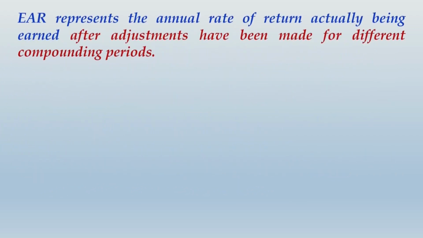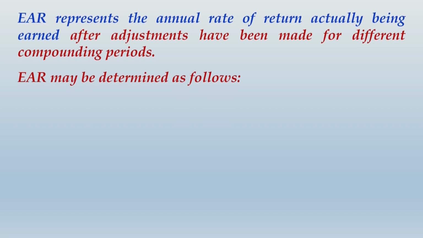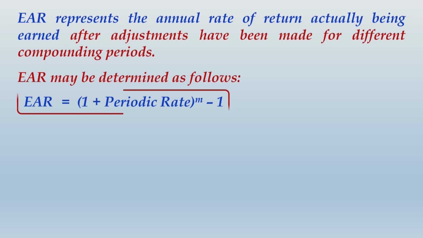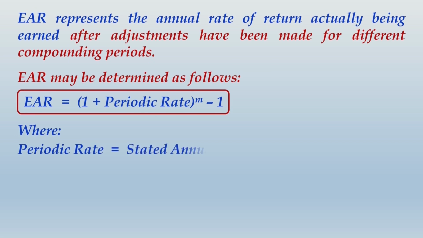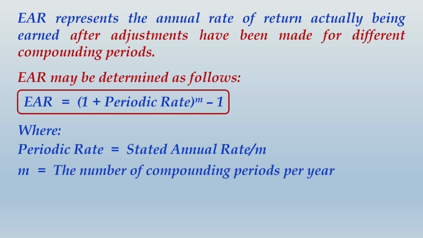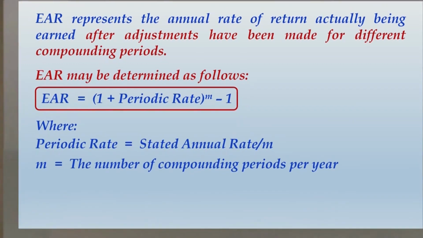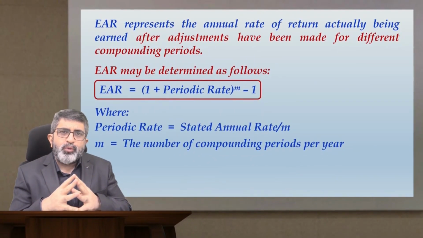Let us move ahead and continue writing further. EAR, that is effective annual rate, represents the annual rate of return actually being earned after adjustments have been made for different compounding periods. EAR may be determined as follows. EAR equals (1 plus periodic rate) raised to m, minus 1, where periodic rate equals stated annual rate divided by m, and m equals the number of compounding periods per year. Let me explain this particular aspect of calculation to you.